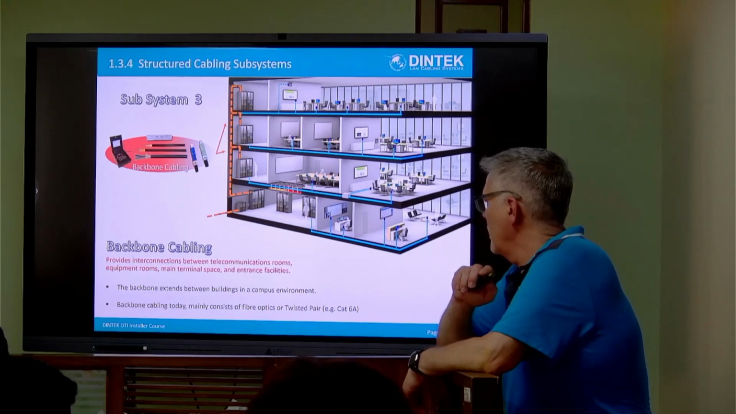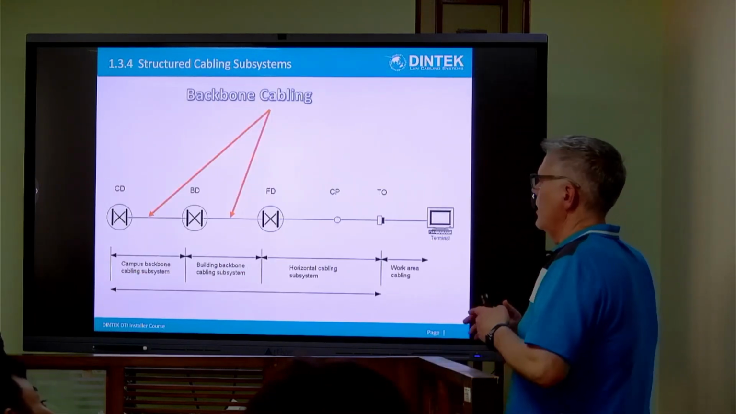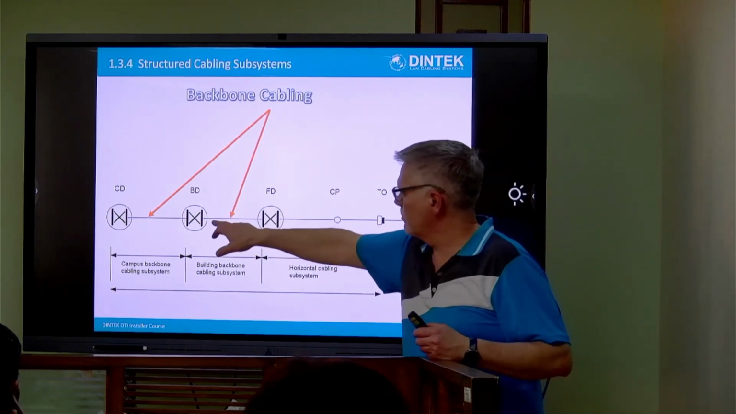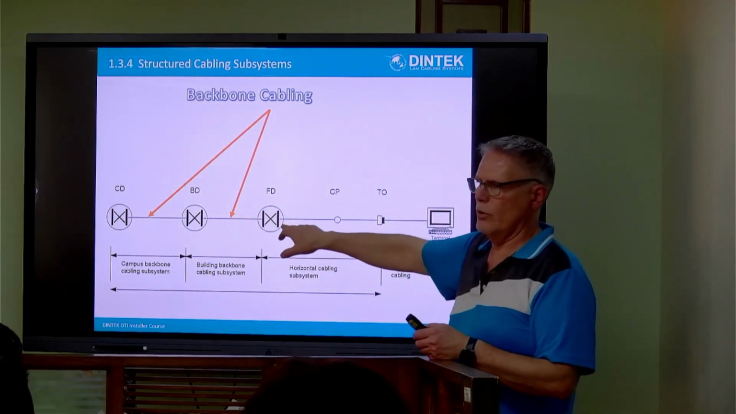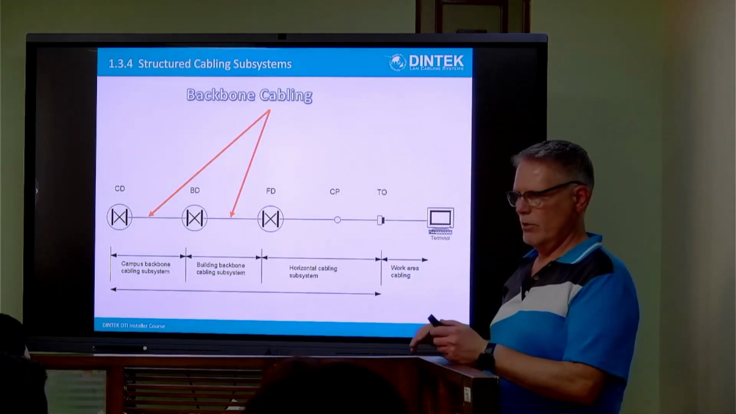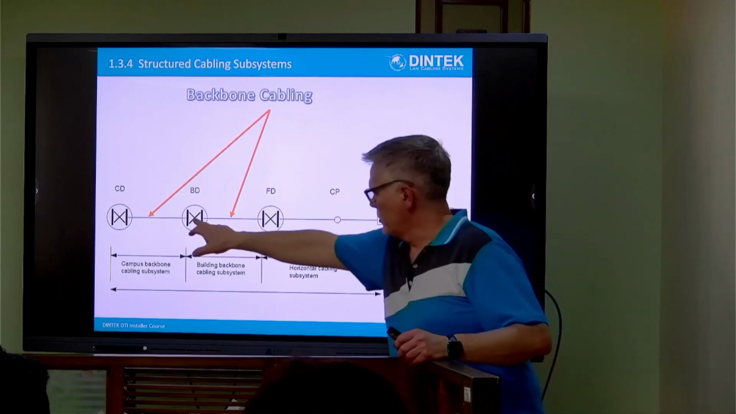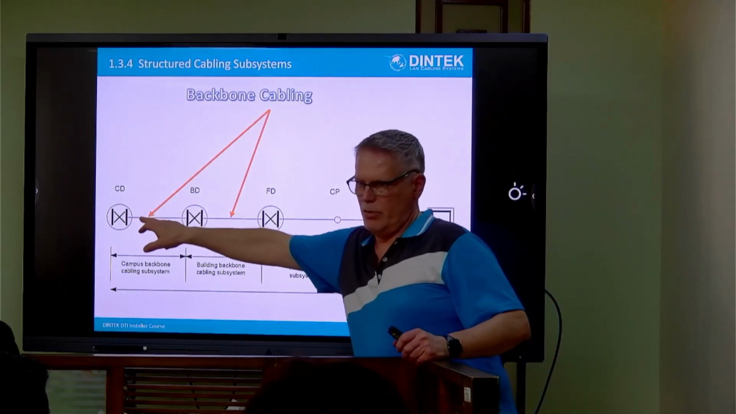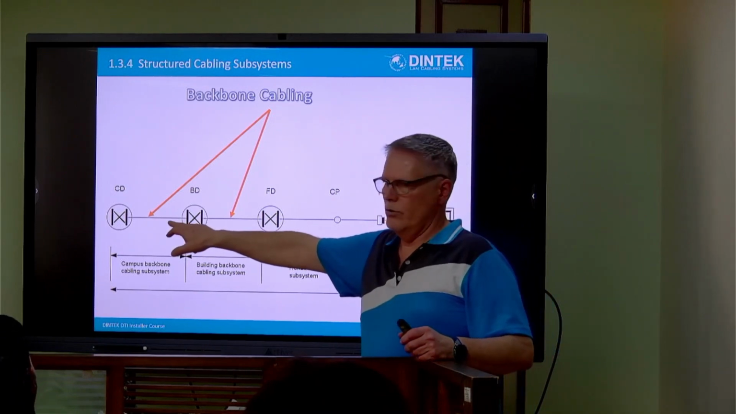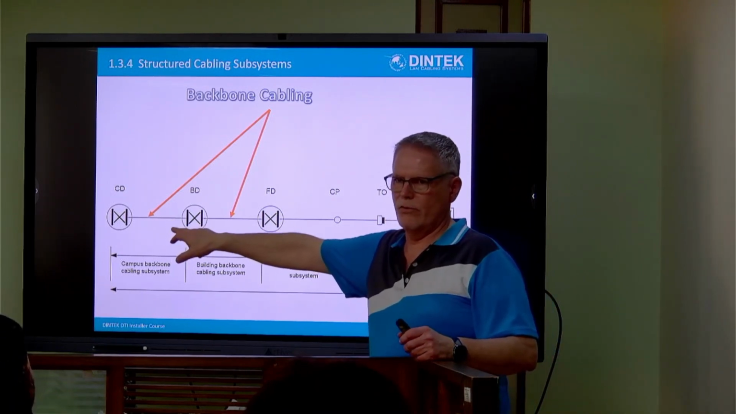If it's in this environment here, so our backbone cabling between our building distributor and our floor distributor, I'd be quite happy for you to use copper cable if you wanted to. If it was between a building distributor and a campus distributor, I would say don't use copper cable, use fiber.